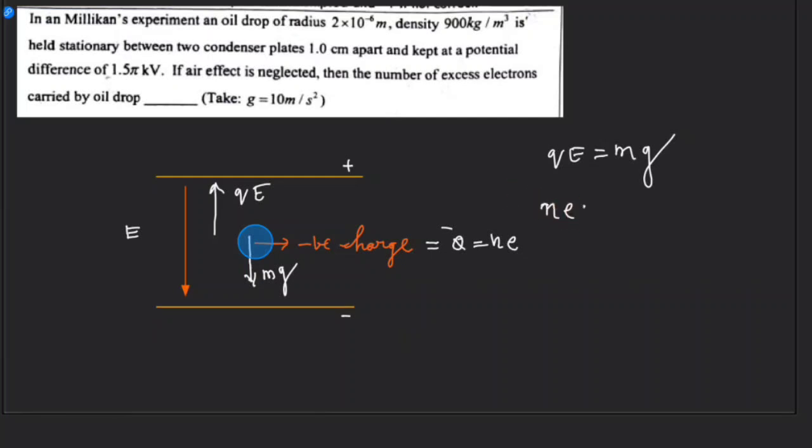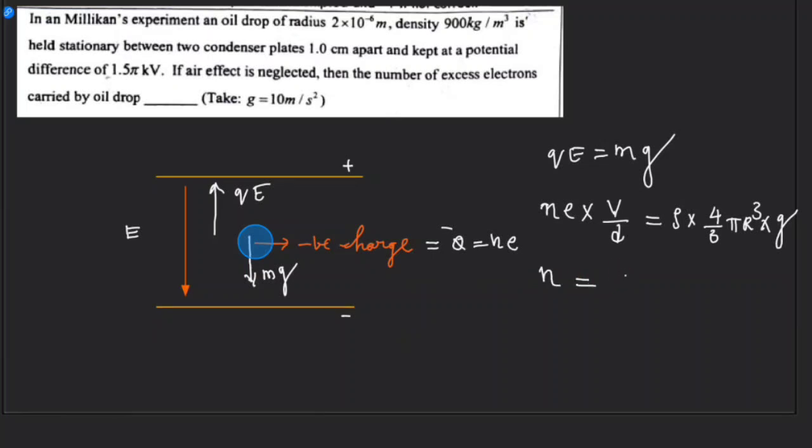Here Q can be written as n into e, and E can be written as V by d. From this, potential and electric field concept will be equal to what is the mass here. The mass is not given, density is given, and volume is given. So mass is density into volume, 4 by 3 into pi r cube, into g, right?